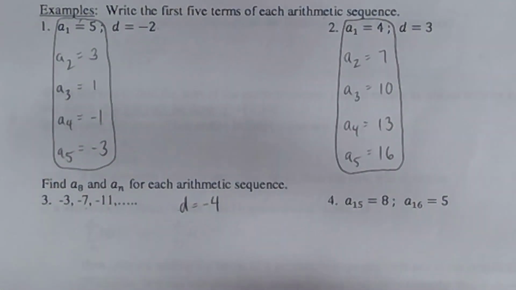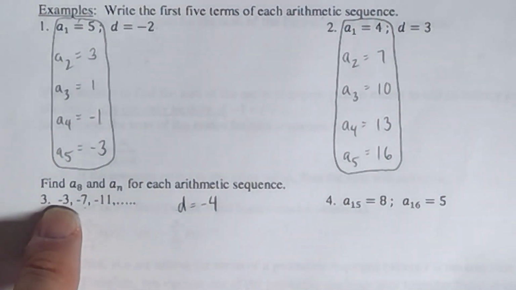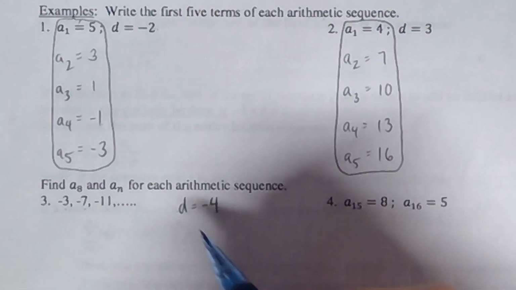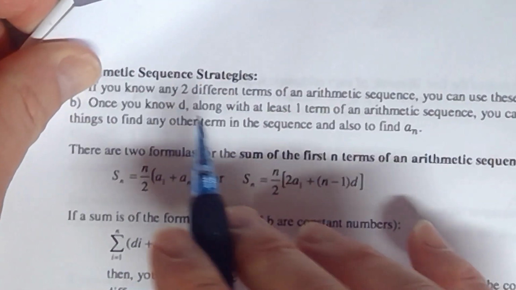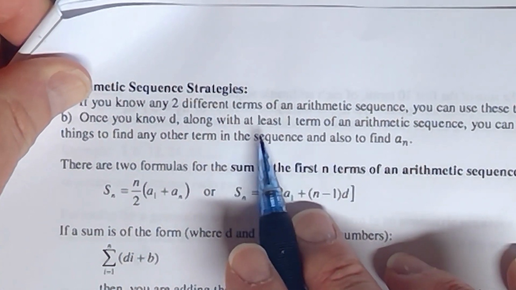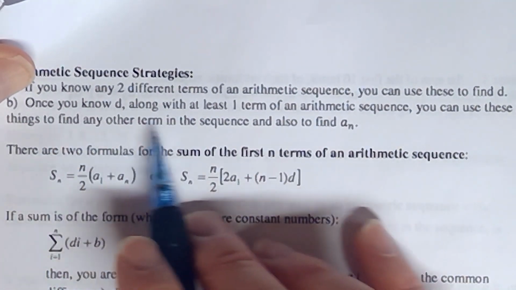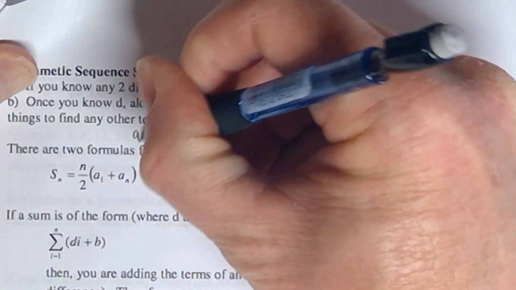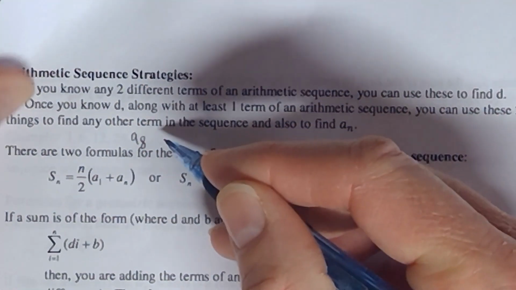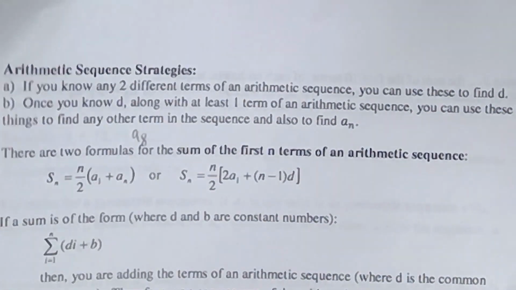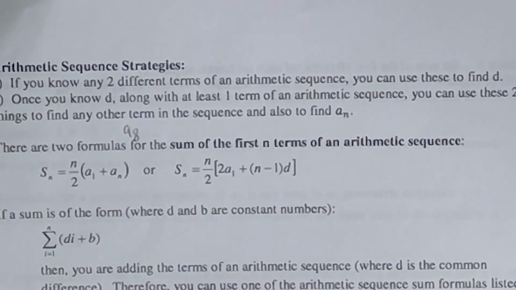So we actually have 3 terms here that we know, but we only need 1 along with the D, as it tells us up here. If you know D and at least one other term in the sequence, you can then figure out any other term, and that includes a sub 8. You can figure out a sub 8, a sub 10, a sub 23 if you wanted to, anything you want. How do you do that?